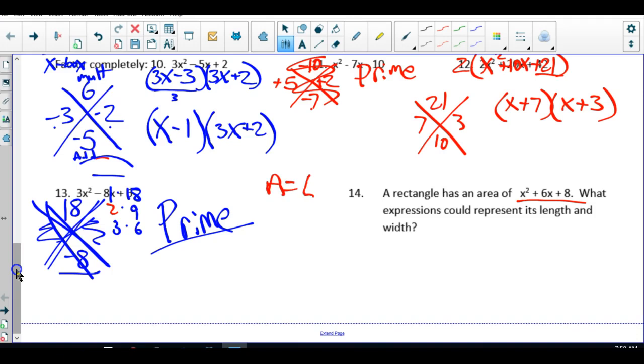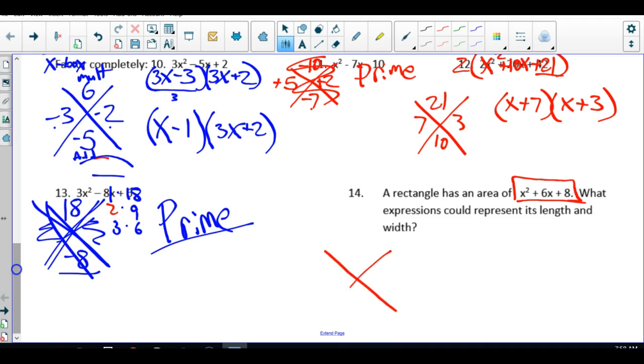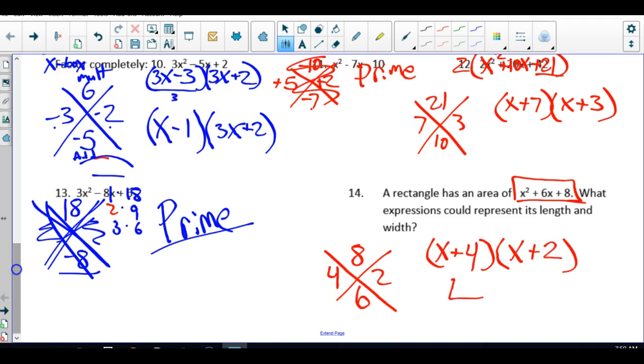On number 14, a rectangle whose area is x squared plus 6x plus 8. Remember, area is length times width. We need to figure out what the length and width are. So we're turning the trinomial, the area, into length times width. That's just a different way of telling you to factor this problem. So factor that trinomial. It's an easy type. So 8 up top, 6 down bottom, 4 and 2 on the sides. That leaves me with x plus 4 and x plus 2. That's your length and your width. The order you have those in doesn't matter, either way. Those are the dimensions of this rectangle.